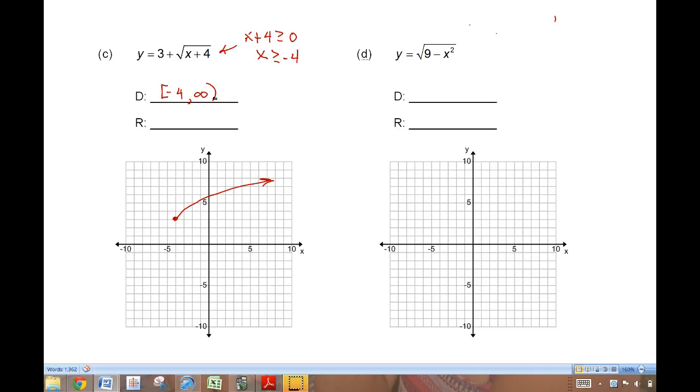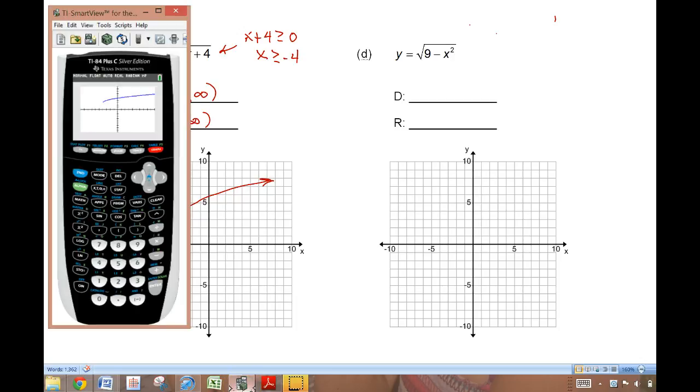And then how about the range? 3 to infinity. Work from the bottom to the top. The first point I see is 3. 3 is included, to infinity. All right, questions? It's a bracket because it starts at negative 4. Right. Okay, and here's a way you can double check.